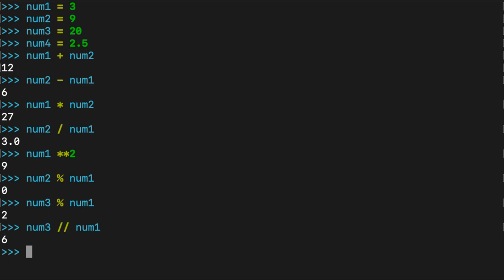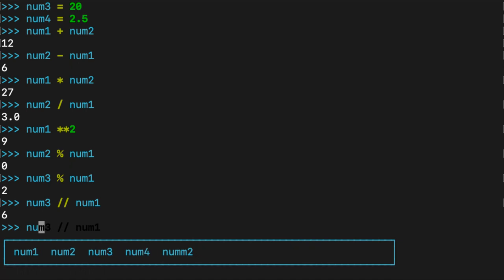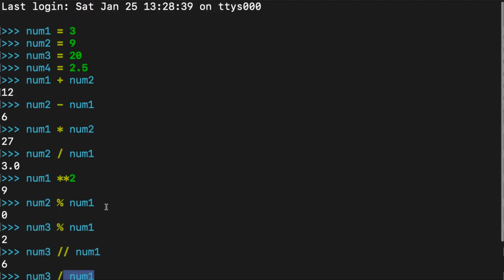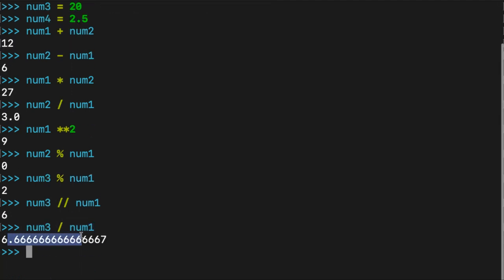6. So both of those are fairly interesting, but perhaps if we look at just regular division, we might get a clue as to what is going on. So regular division of num3 divided by num1 is 6.66666 with a 7 on the end. So we can see that if I divide num3, which is 20, by num1, which is 3, I get this fractional value, this decimal value, a float type value.